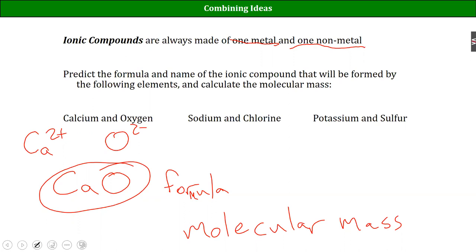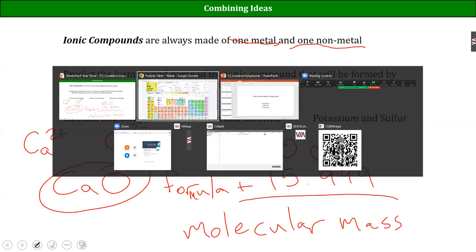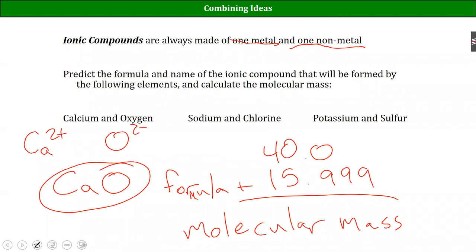So calcium is right around 40.078, and oxygen is 15.999. I'll carry that extra digit. Finding the molecular weight is that easy. And just remember that these units are in grams per mole. And when we add, units don't change, right? So if we had a mole of calcium oxide, we have a mass for that now too.